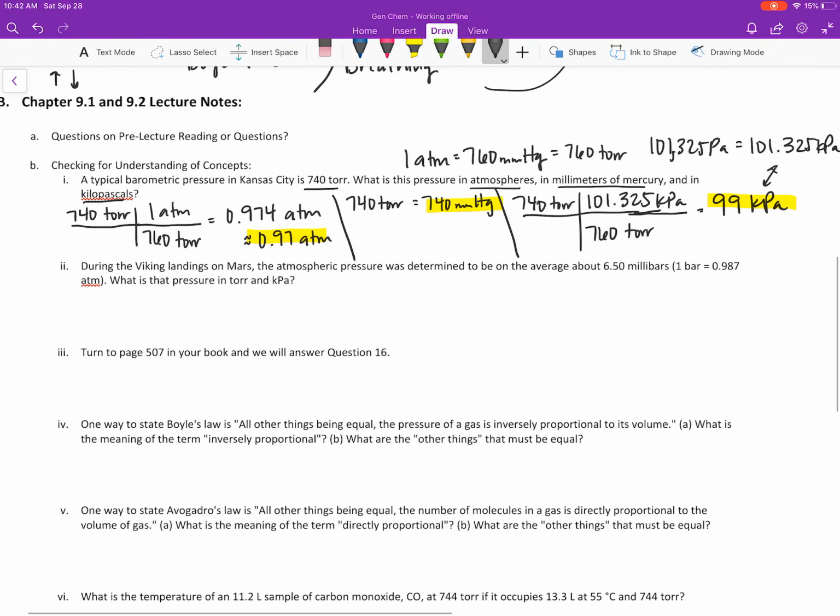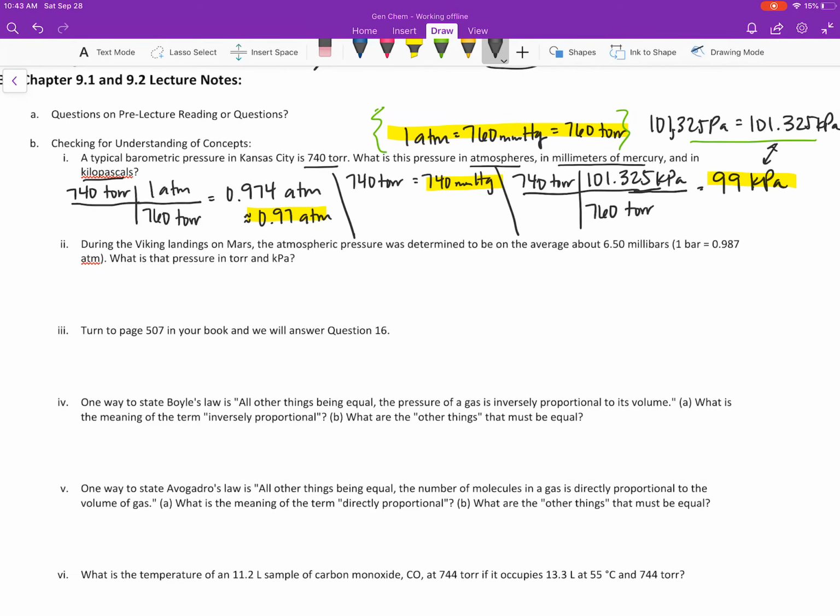Okay, so again, check which conversions you have on your cover sheets, but this by far is the one that you need to know. Okay, the kilopascals to pascals usually will show up on your cover sheets.